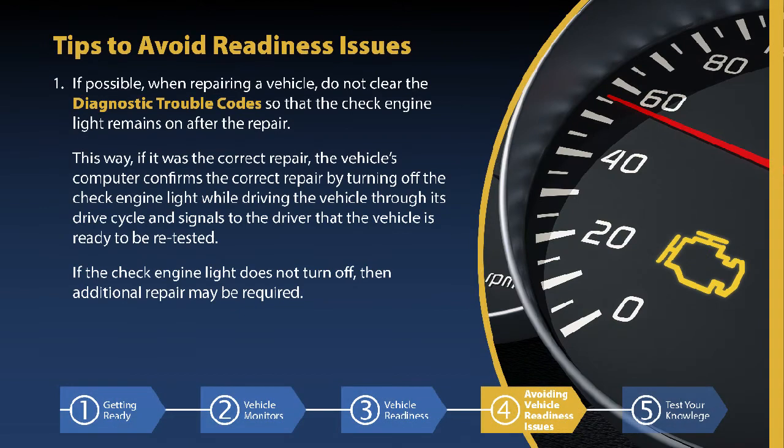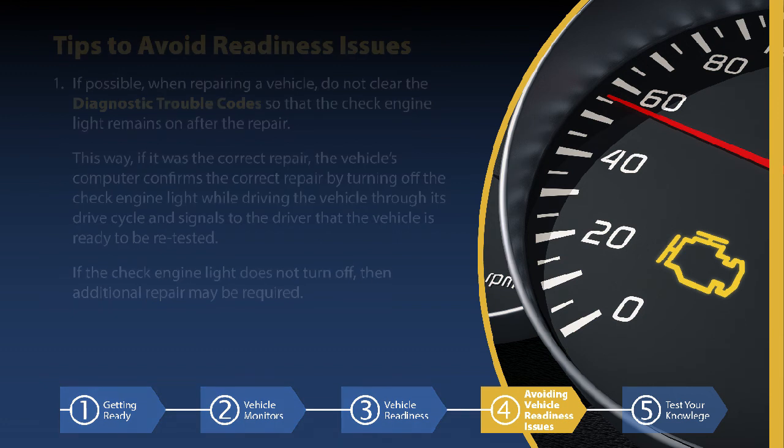These following slides offer tips for avoiding readiness issues. First, remember not to clear diagnostic trouble codes prior to making the necessary repairs. This prevents the check engine light from coming back on after the repair. The computer system will automatically turn off the check engine light while driving the vehicle through its drive cycle if the fault is no longer present, showing the vehicle is ready to be retested. If the check engine light does not turn off, additional repairs may be required.